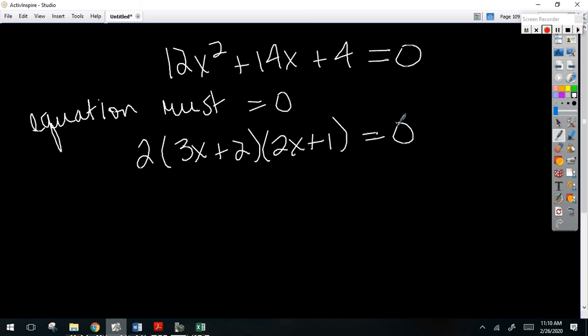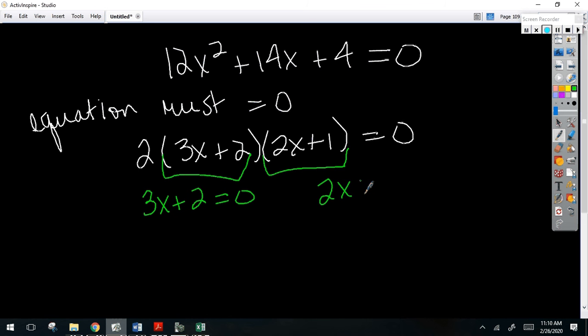Do you agree? There is no other way to get 0 when you multiply things together unless at least one of them is 0. In other words, if this equals 0 and or that equals 0, it would make the equation true, right? So all you have to do is take each piece here, set it to 0, and solve them separately.